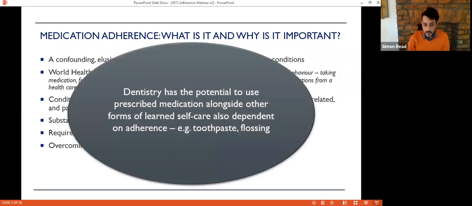Something important to note as well, specific to dentistry, is that, as I kind of alluded to already, it has its own existence in the periphery of medication. So some of the toothpaste are being prescribed, but a lot of it relies on learned self-care, also dependent on adherence, such as toothpaste and flossing.